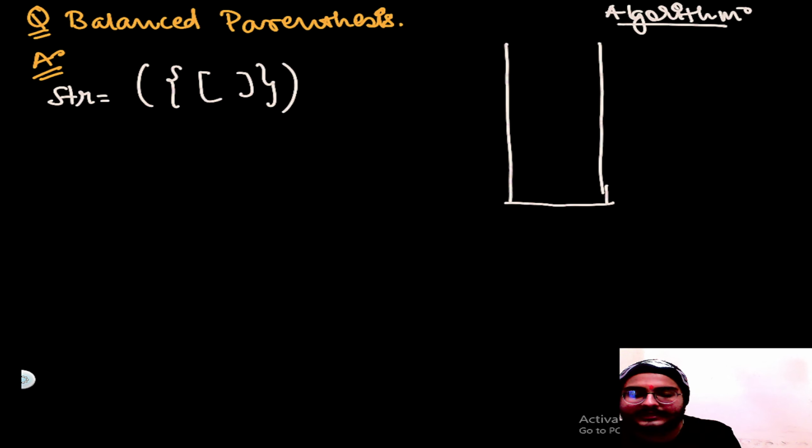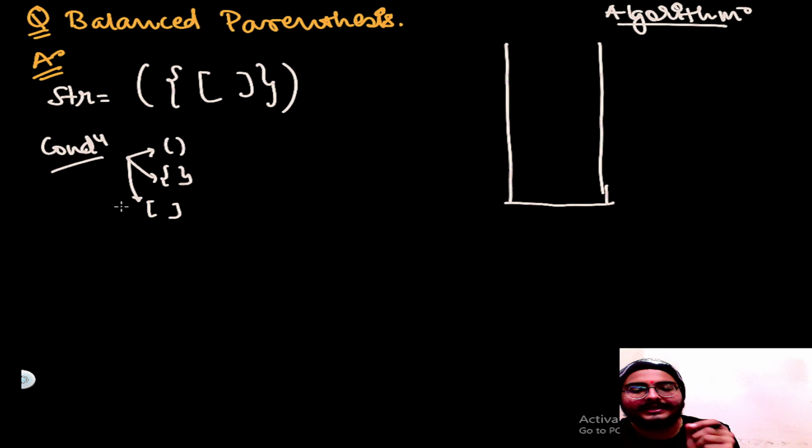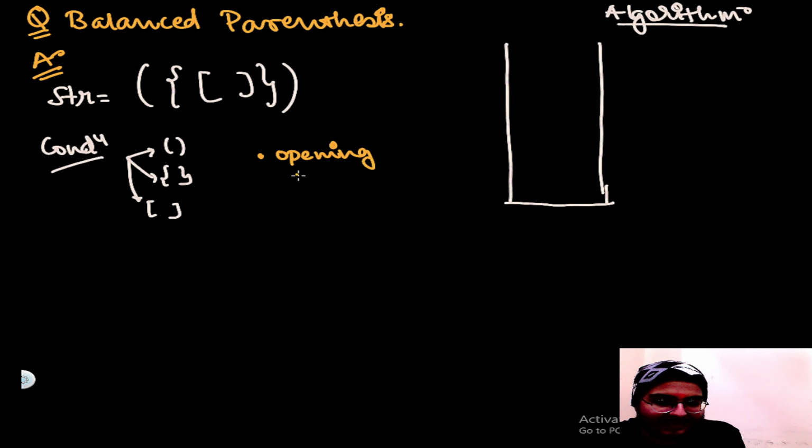Now remember, the condition of the question states that you are given only three kinds of brackets: this, this, and this. So highly utilize the condition of the question. Whenever you see an opening bracket, what will you do? You will push that thing into the stack.